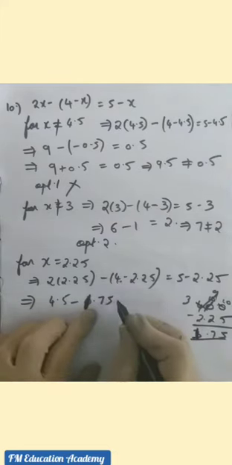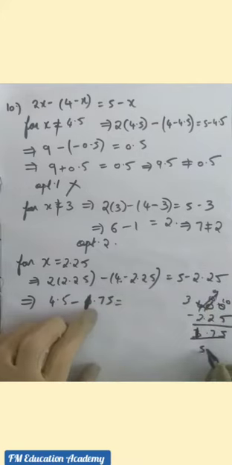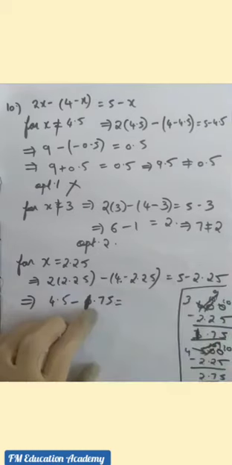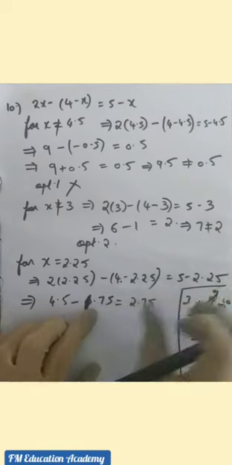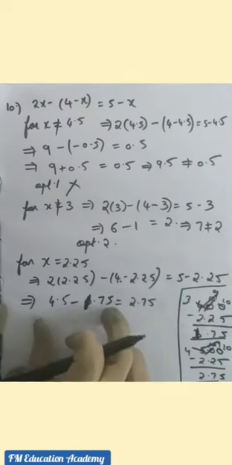Okay. Next we have is equals to what is 5 minus 2.25? This will become 4, 10, 9, 10. 10 minus 5 is 5. 9 minus 2 is 7. 4 minus 2 is 2. So we got 2.75 here on the RHS. Now we will see whether LHS is also 2.75 or not.